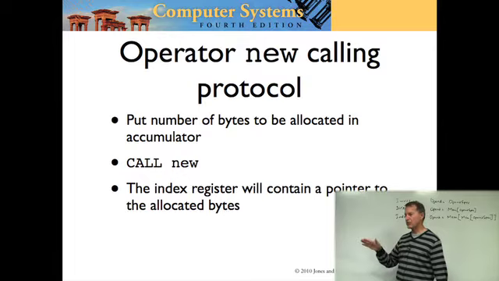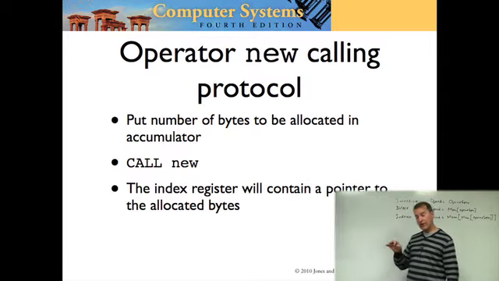So we're not going to push it onto the runtime stack. We're going to put it just in the accumulator. Are you with me? And then you call new. New is just going to be a little subroutine at the end of our program. We're going to call new. And then you can assume that after new has been called, the index register is going to contain the pointer to the allocated bytes. Well, that's the way new is written. Okay. That's the protocol.